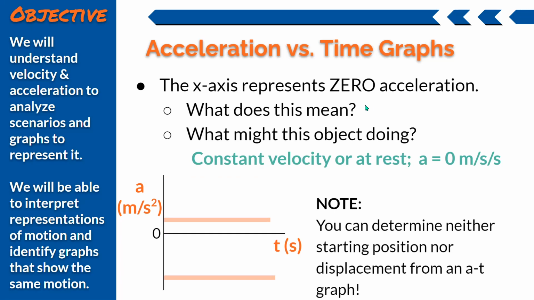Note, you can determine neither starting position nor displacement from an AT graph. So we have even less information than we did before. We lose a little bit each time. Okay, our XT graph shows us a lot. VT, we can't see starting position. AT, we can see even less. We don't know starting position. We don't know displacement. We don't even necessarily know which way the object is moving. We only know what the direction of its change in velocity is.